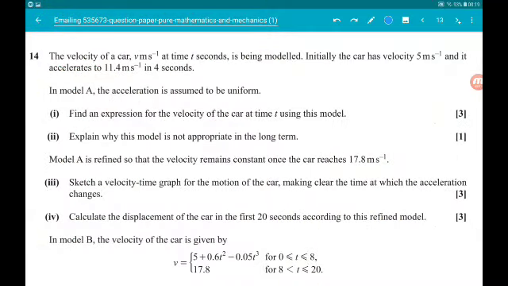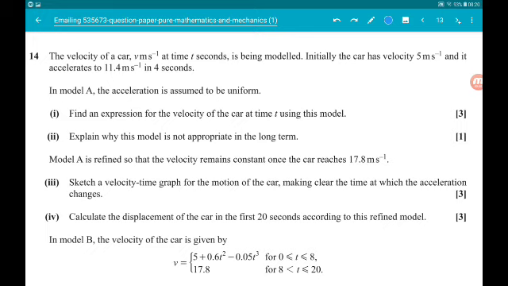Okay, question 14, final question, bit of SUVAT, 17 marks overall, I think. The velocity v meters per second of a car is being modelled. Initially, the car has a velocity of 5 meters per second and it accelerates to 11.4 meters per second in 4 seconds.